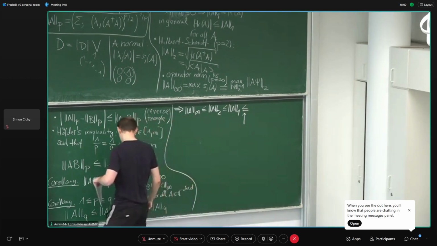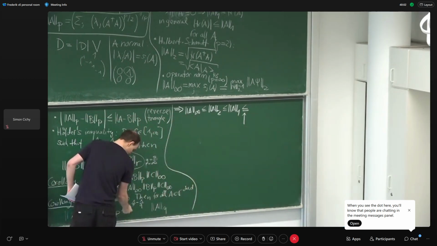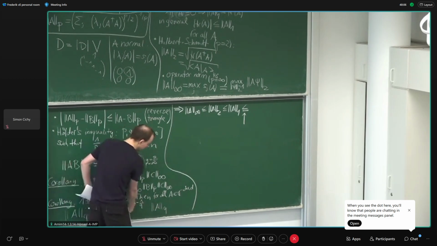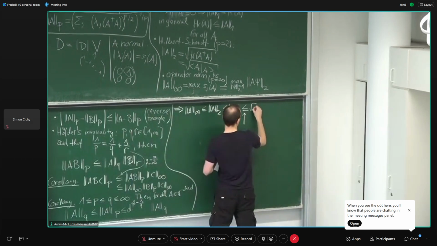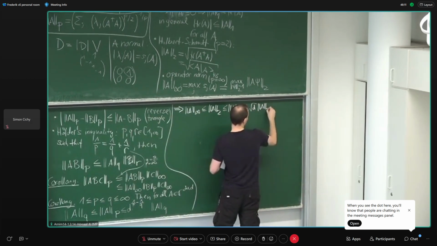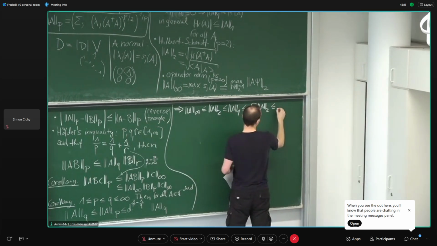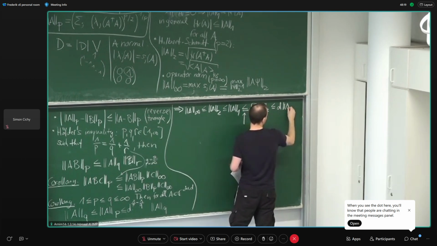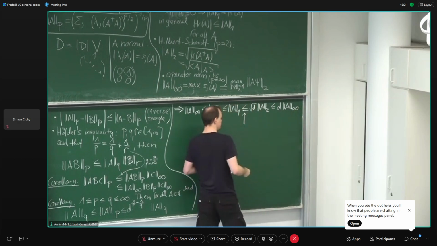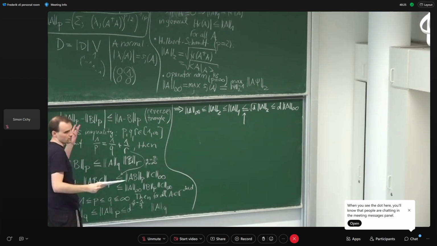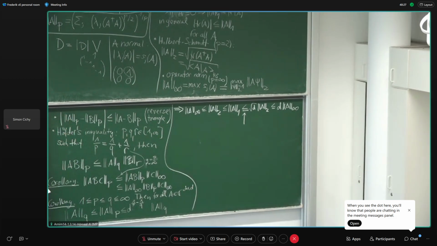So we insert p equals 1, this is 1, q equals 2, this is 1/2. So we get d to the 1/2, or square root of d. And if we do the same with 2 and infinity, we get another square root of d. So that's how the common p norms are related to each other.